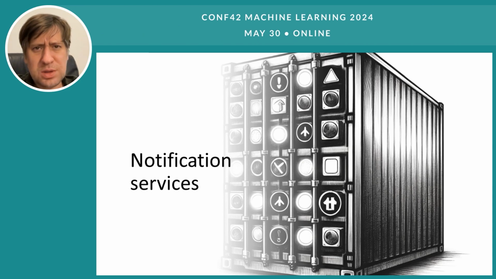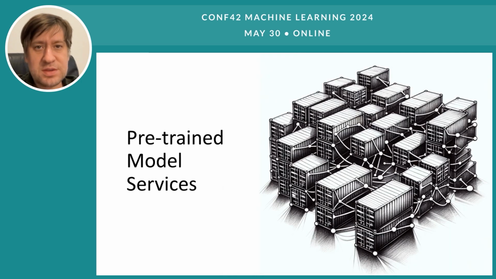Another good example, pre-trained model services. Services that host pre-trained machine learning models process requests to make predictions or classifications without retaining state between requests. For example, a service using a pre-trained model for image recognition accepts an image as input, processes it, and returns the classification result. Each image is processed independently, allowing the service to easily scale as the number of requests increases.